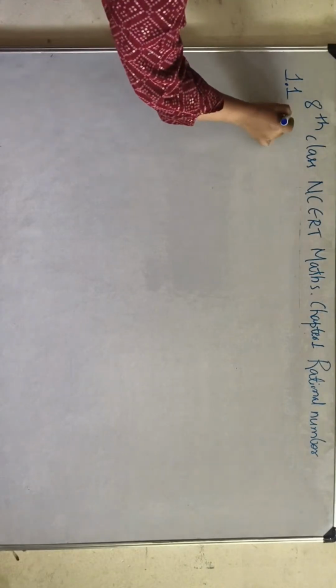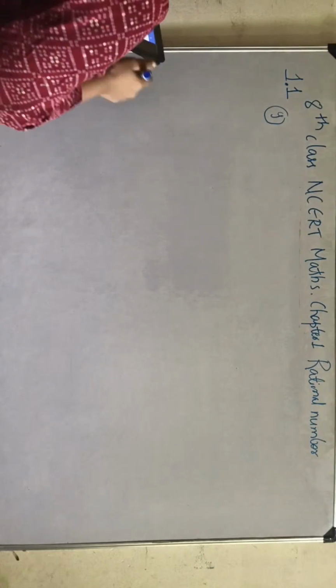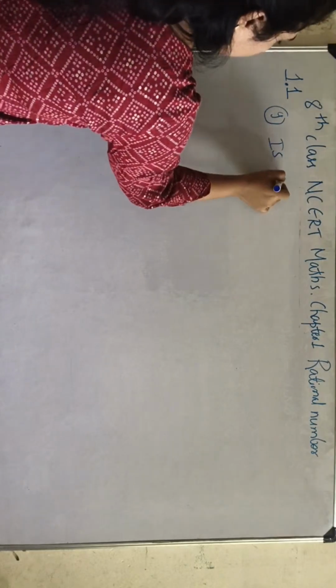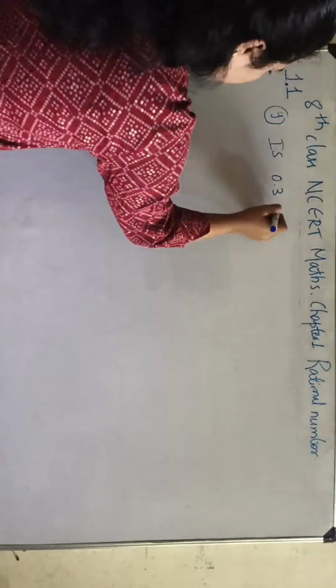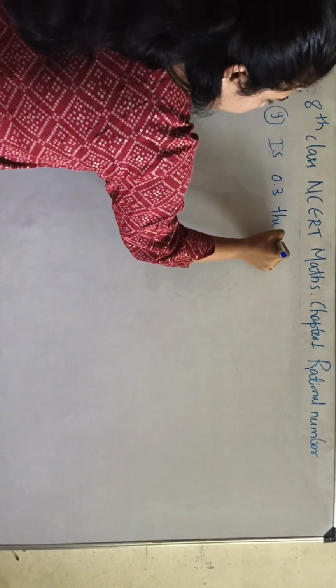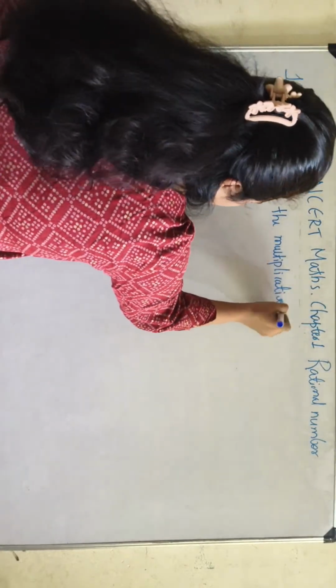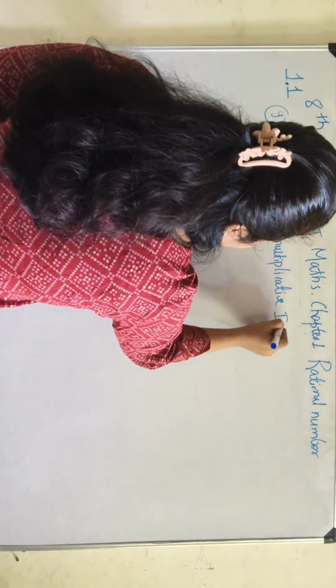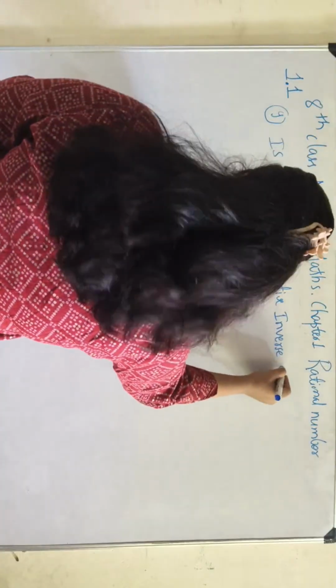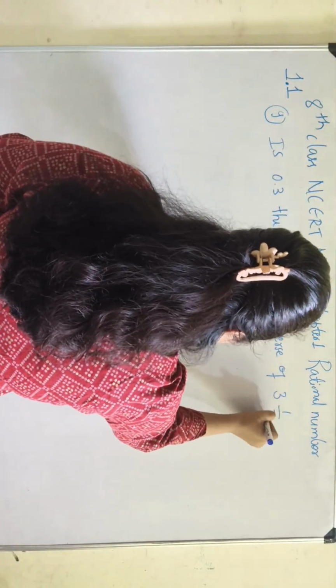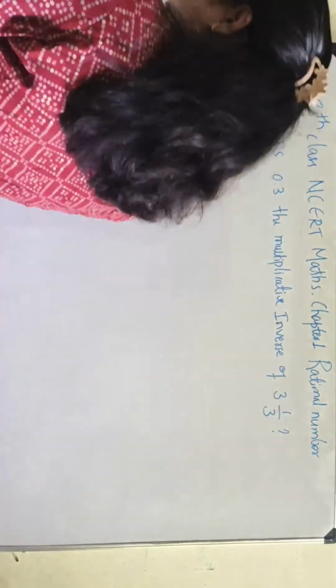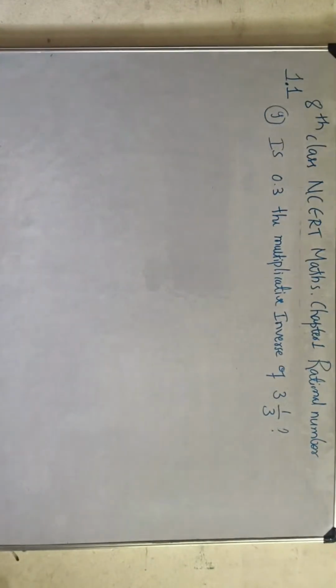Question 9, similar to question 8 only: is 0.3 the multiplicative inverse of 3 into 1 by 3? Why or why not? We should tell the reason. Okay. So, similarly, that question only.